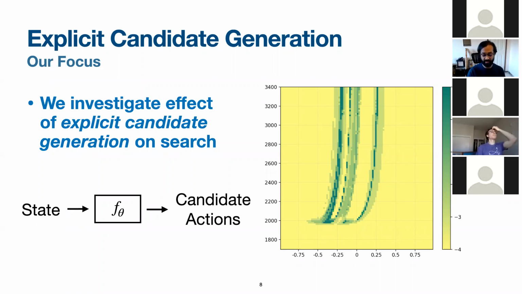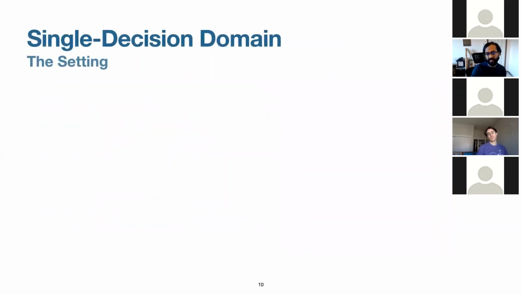The candidate generator that we propose would be able to take a state like this and say, these are some parameter pairs you should check out during search. We restrict our investigation to the single decision domain in order to reduce the effects of value functions or rollouts on the performance of search. And the only thing that affects the performance of the search algorithm is the candidate actions themselves.